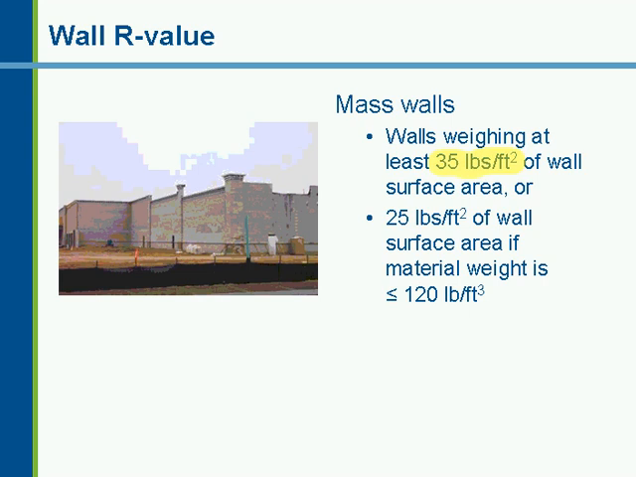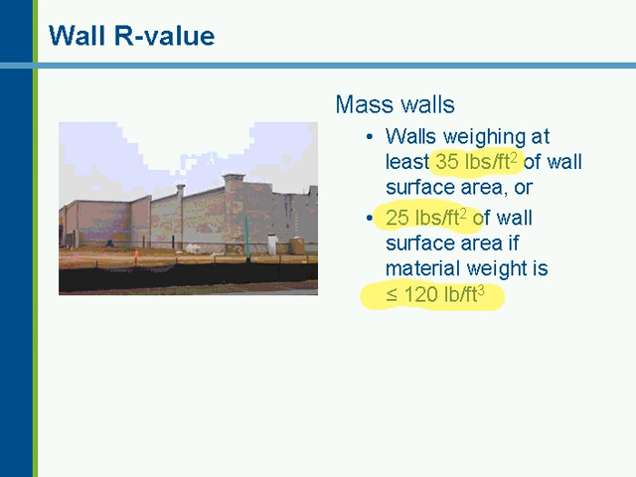So in this case, 35 pounds per square foot of wall surface area or 25 pounds per square foot of wall surface area if the material weight is less than or equal to 120 pounds per cubic feet. So things that would fall underneath this category are still concrete masonry unit wall systems and tilted concrete wall systems. That would still fall underneath this particular category for mass walls.